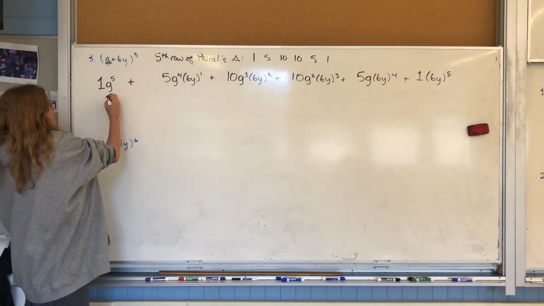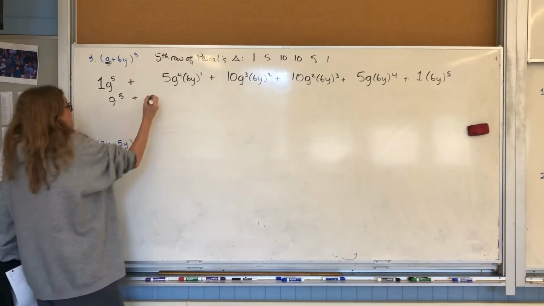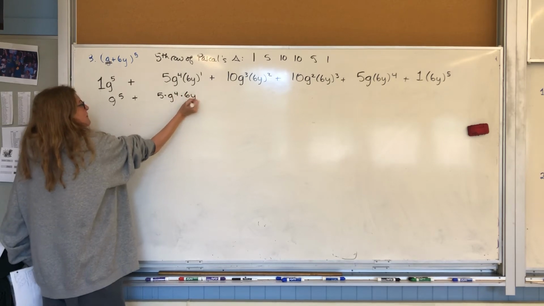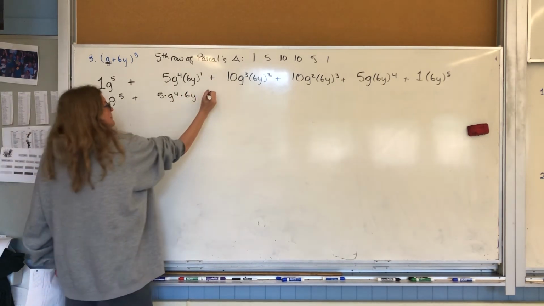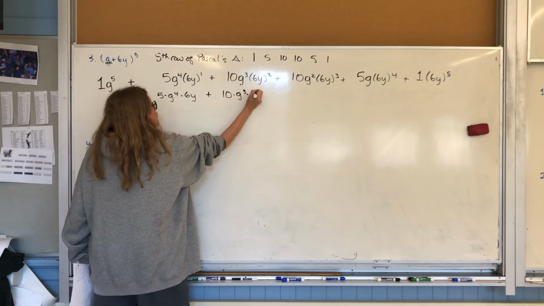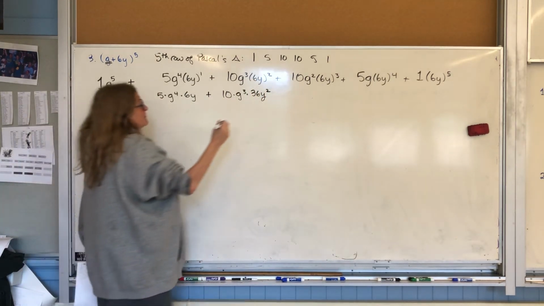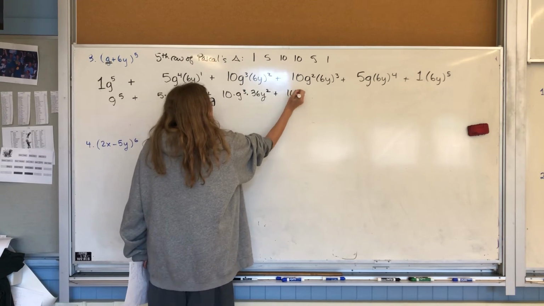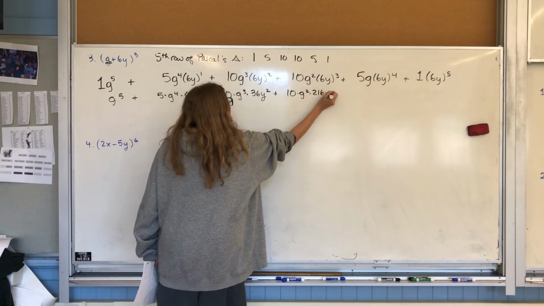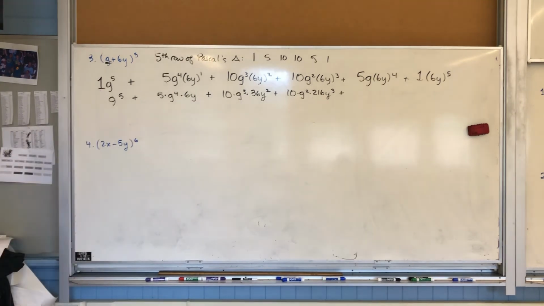Okay, so here we've got ourselves G to the 5th. Here we've got 5 times G to the 4th times 6y. Here we've got 10 times G to the 3rd times 36y squared. Don't forget you have to square the 6y. Here we've got 10 times G squared times 216y to the 3rd. Sorry, I'm going to figure out what 6 to the 4th is.